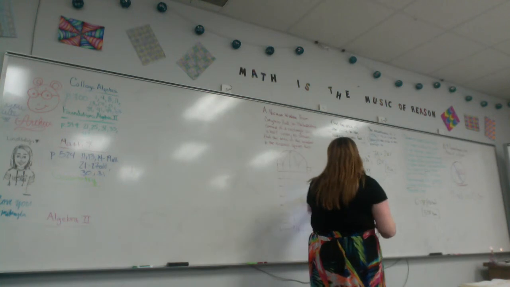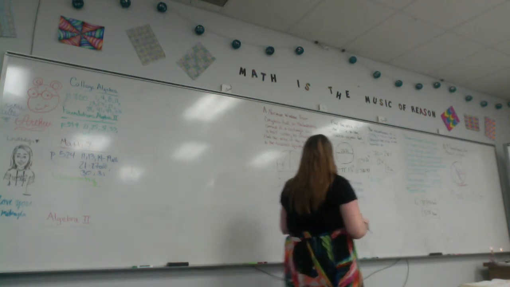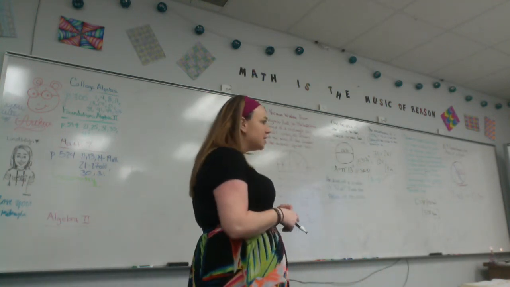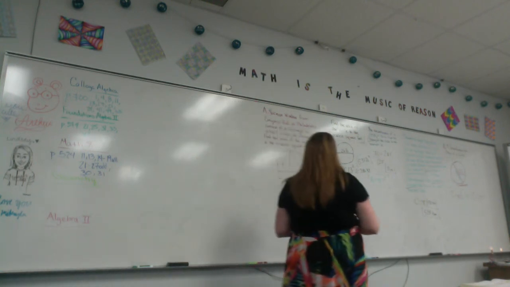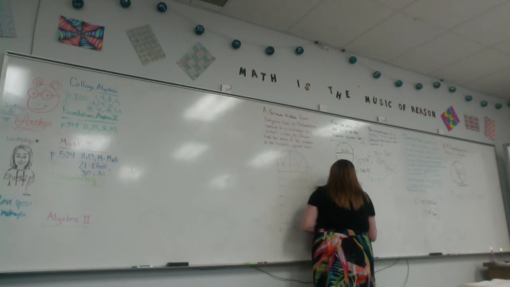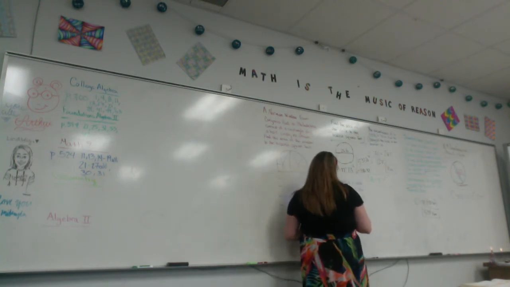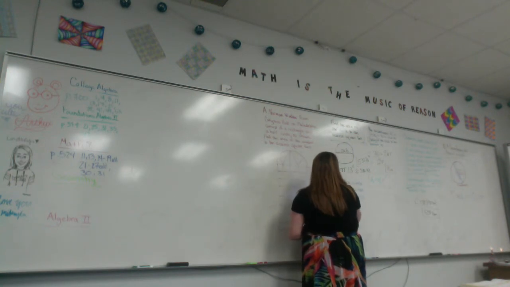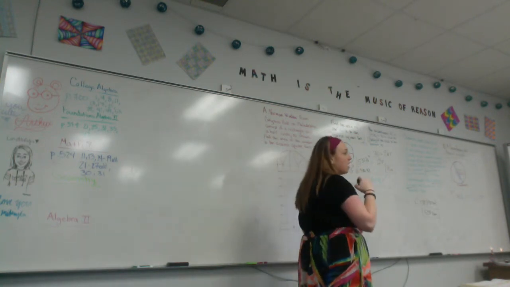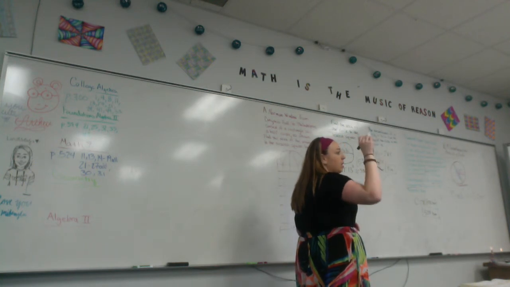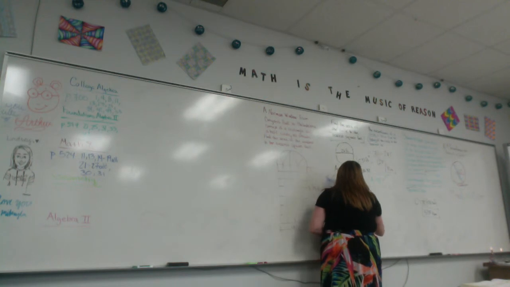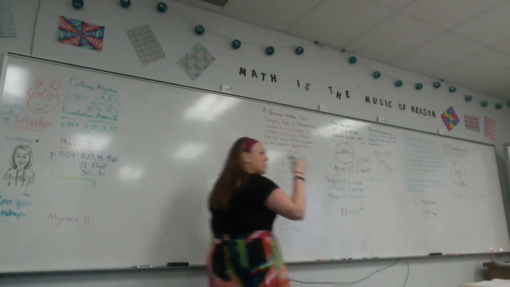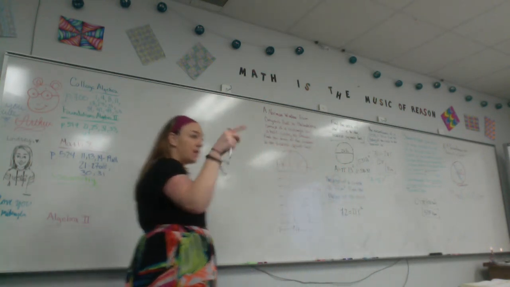Okay, the area of a circle is 72 meters squared. Find the radius of the circle. How do I set that up? What's the formula for area? A equals pi r squared. So 72 equals pi r squared. Okay, how do I solve this from here? Yeah, divide by pi, Kate, good.